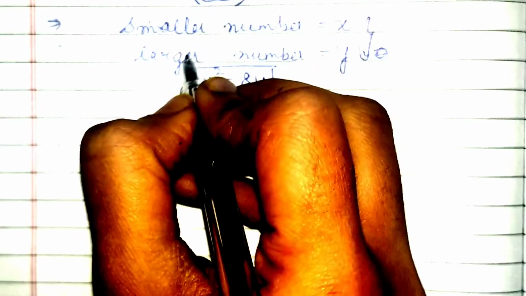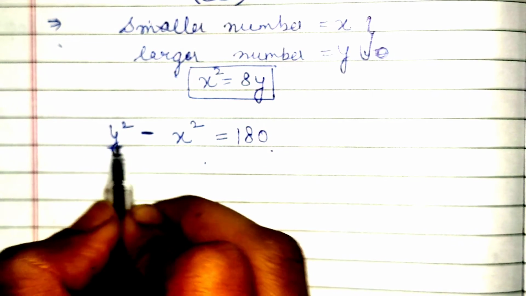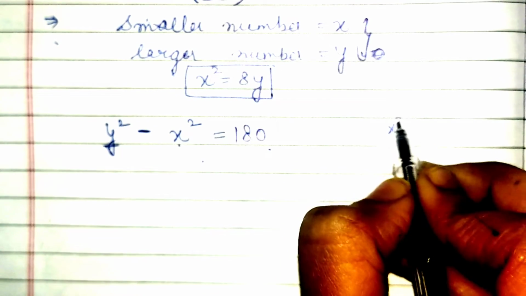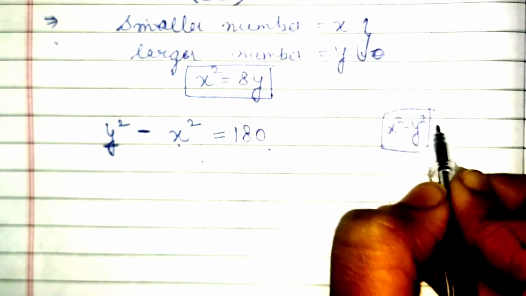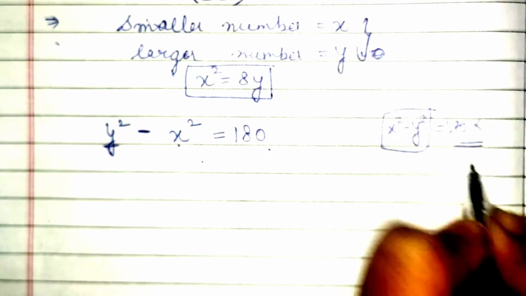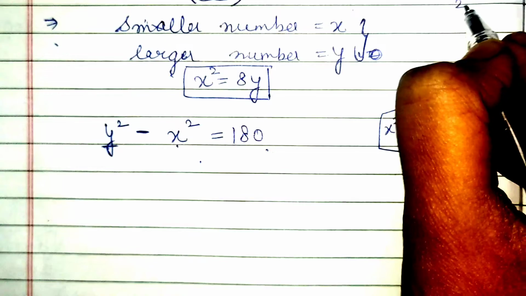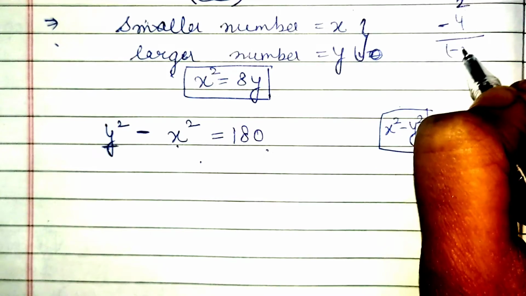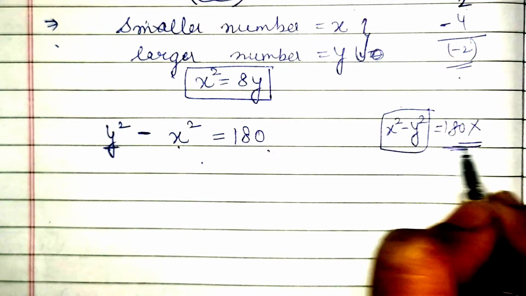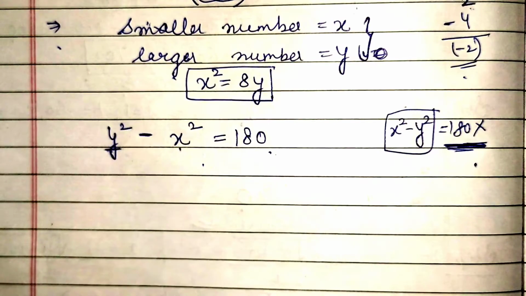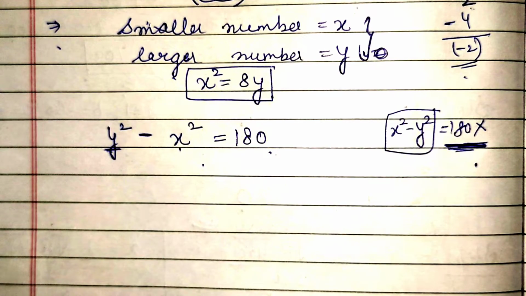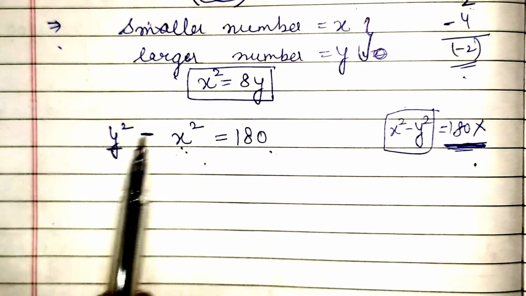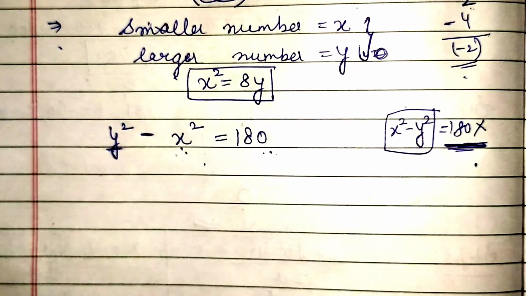While solving the equation, remember that you have to subtract the smaller number's square from the larger number's square. Do not make the mistake of writing your equation as x square minus y square is equal to 180. No, it will be wrong, because if you subtract the larger from the smaller, you will get your answer in negative, but the difference given to you is positive. So y square minus x square is equal to 180.